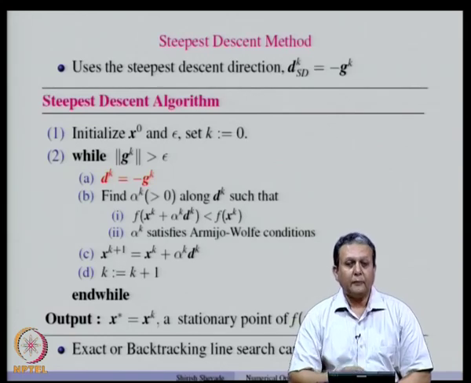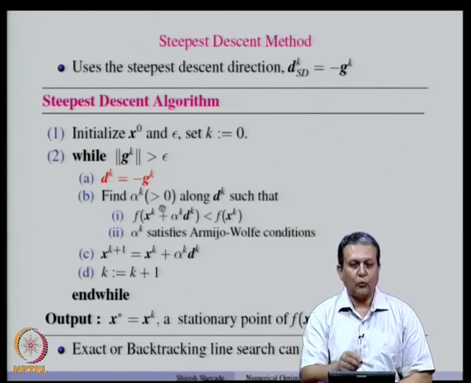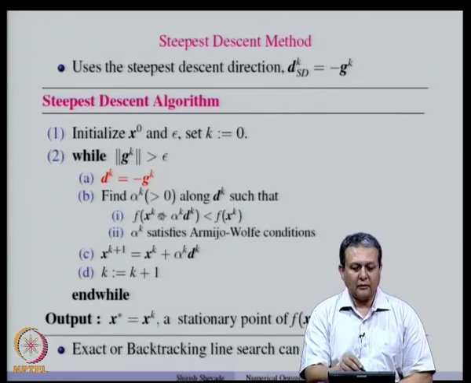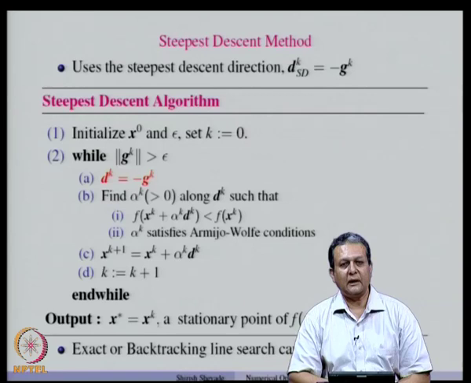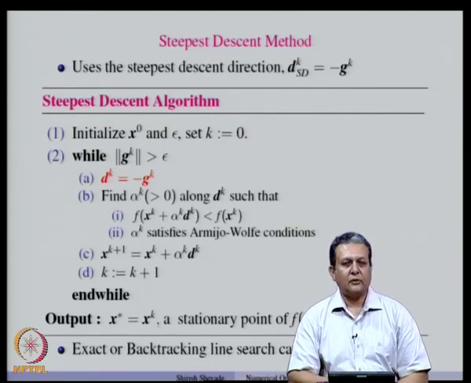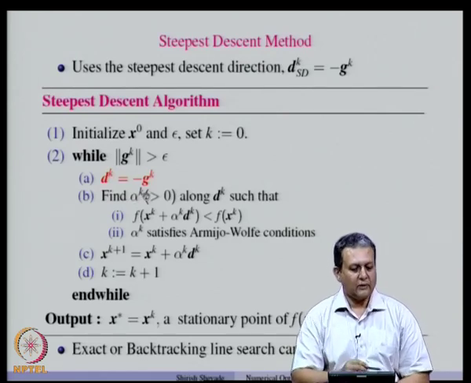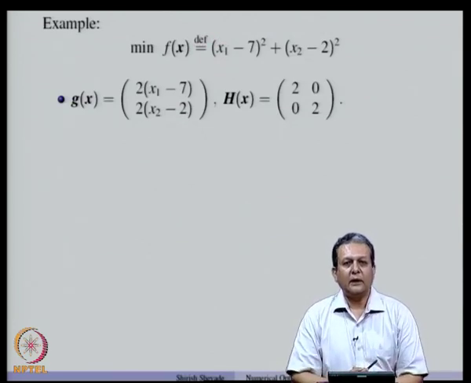Note that the exact or backtracking line search can also be used in step 2b rather than the two steps mentioned here. We studied backtracking line search in the last class, so those ideas can be used in step 2b of this algorithm. Then we started looking at some examples.